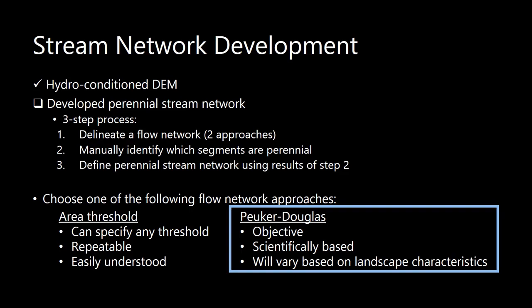Area threshold is an easily understood method and is repeatable due to the fact that the user gets to specify a certain threshold value, while Peuker-Douglas is objective and scientifically based, and the results are dependent on landscape characteristics as opposed to a user specification.